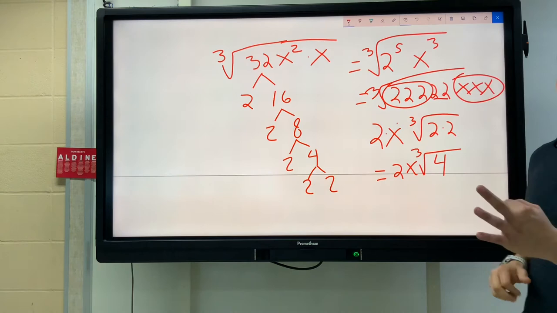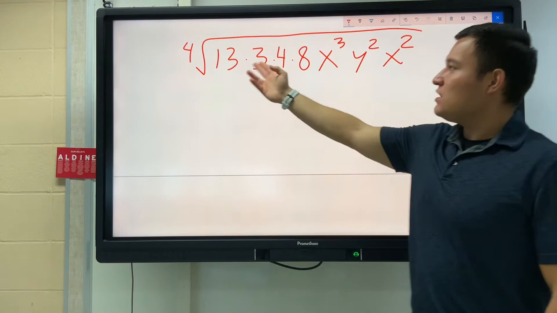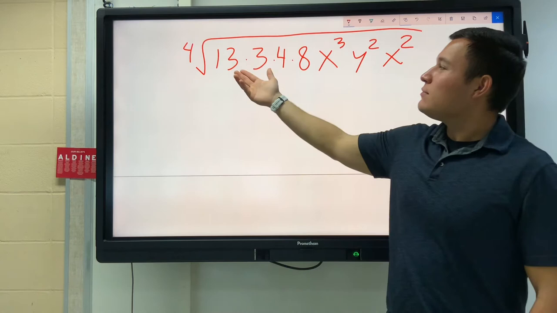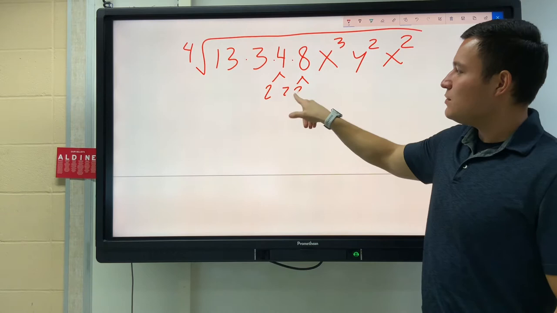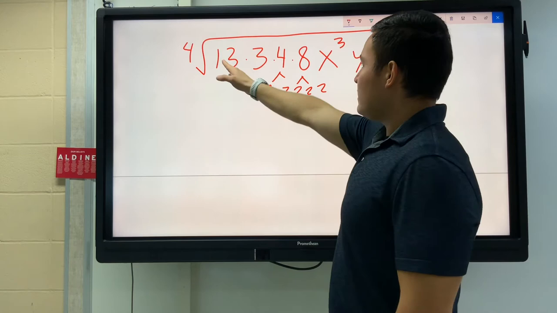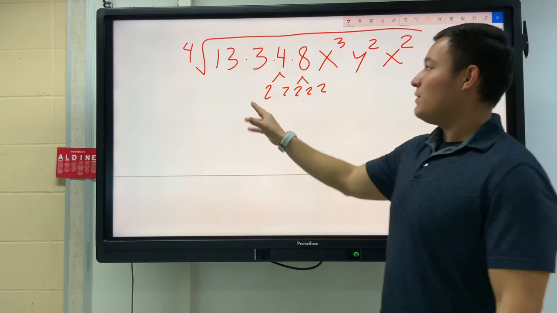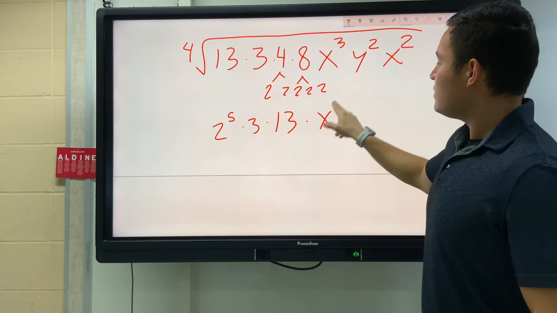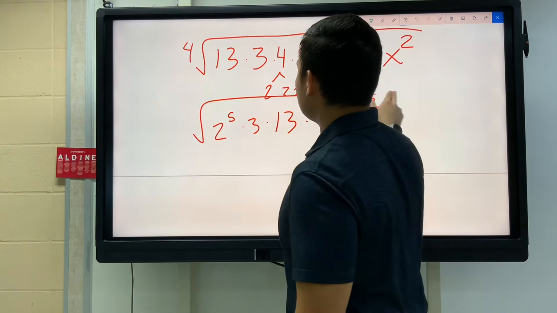The fourth root of 13 times 3 times 4 times 8 times x cubed times y squared times x squared. Let's start by breaking the 4 down, and breaking the 8 down. That's a 2, that's a 2, and the 8 becomes 3 2s. Now let me write these regular numbers, because you keep the regular numbers separate from your variables. The regular numbers are 2 to the 5th power times 3 times 13 times x to the 5th power times y squared. These are all under a fourth root.